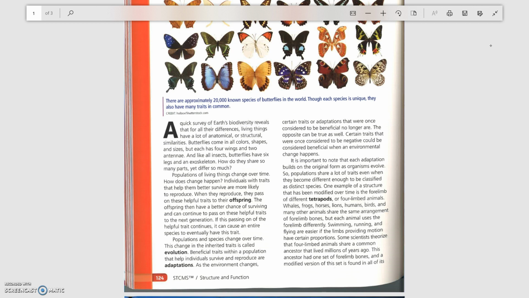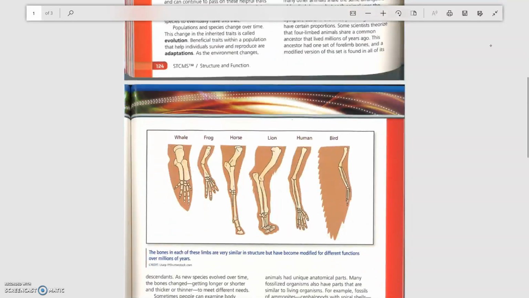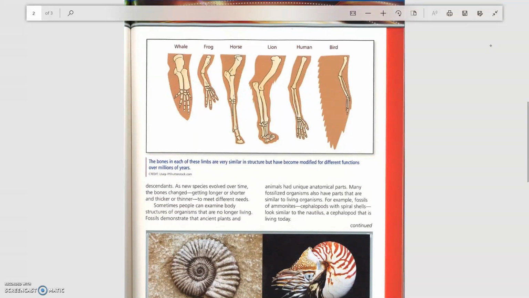Whales, frogs, horses, lions, humans, birds, and many other animals share the same arrangement of forelimb bones, but each animal uses the forelimb differently. Swimming, running, and flying are easier if the limbs providing motion have certain proportions. Sometimes scientists theorize that four-limbed animals share a common ancestor that lived millions of years ago. This ancestor had one set of forelimb bones, and a modified version of this set is found in all of its descendants. As new species evolved over time, the bones changed, getting longer or shorter and thicker or thinner to meet different needs.